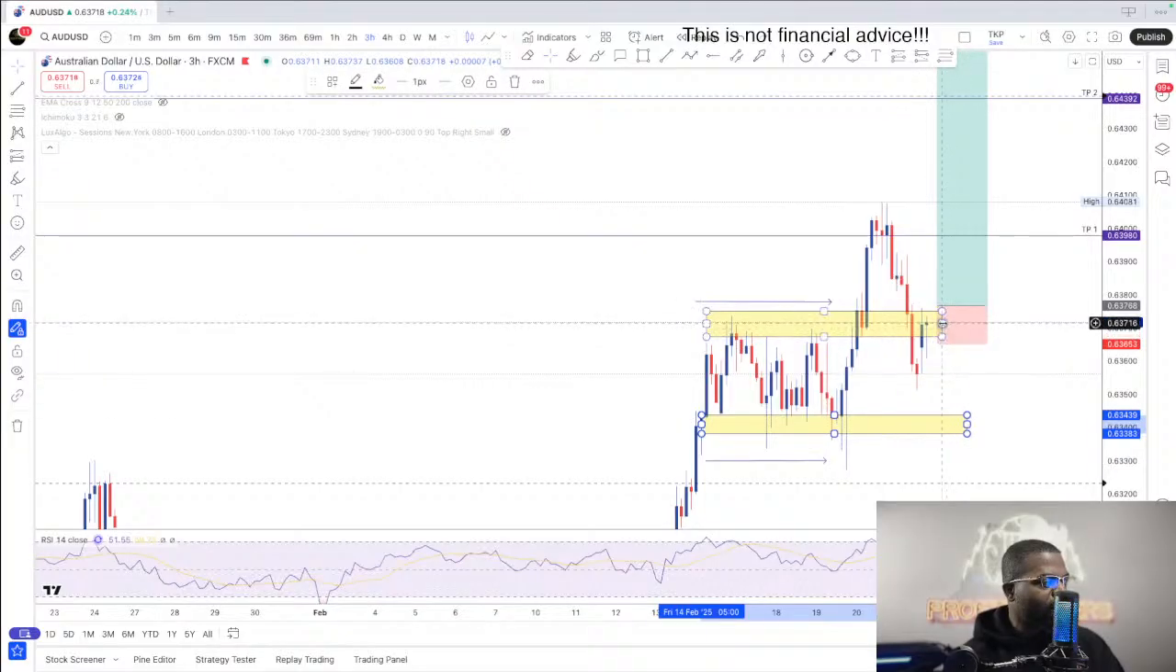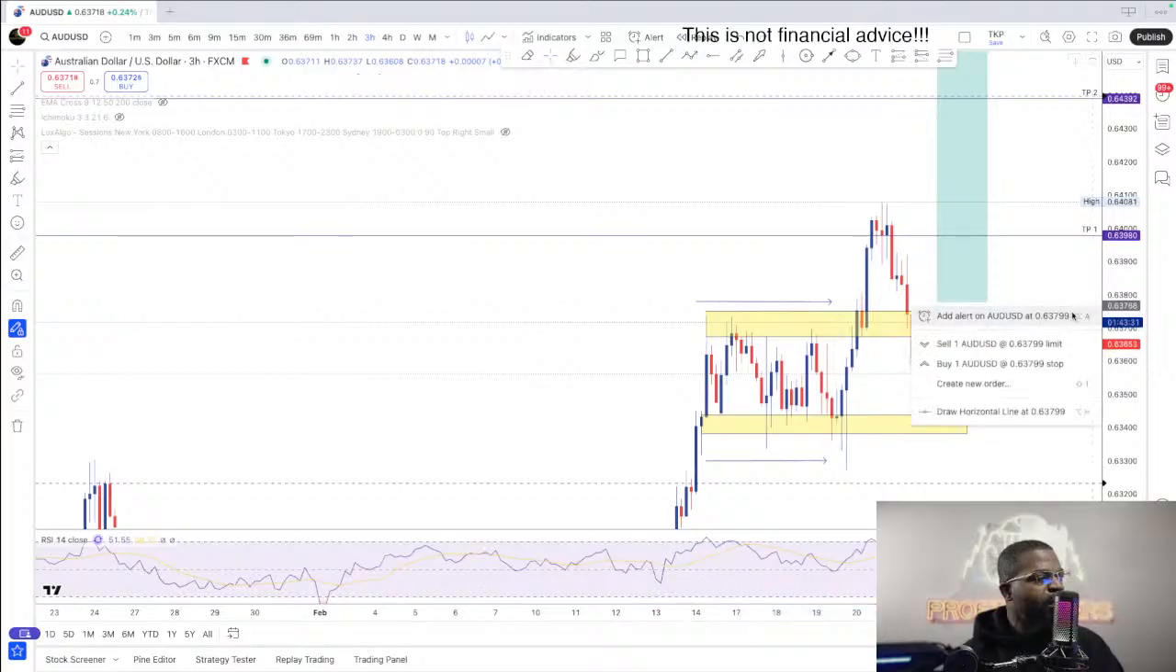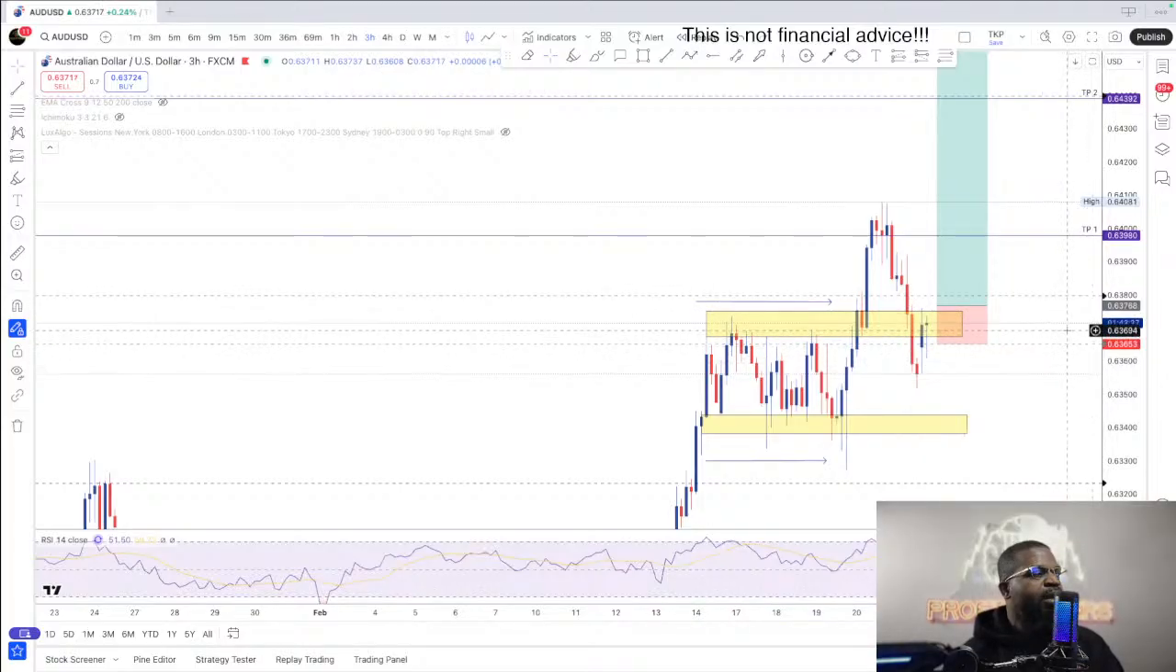So again, the only thing that I'm going to do is set an alert above and set one below. We're going to let price dictate how we respond.